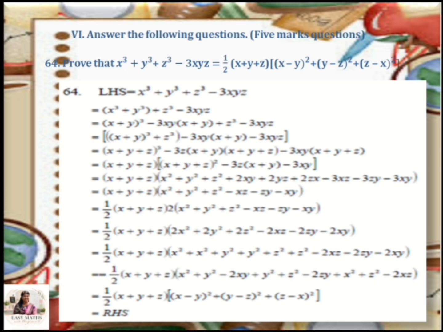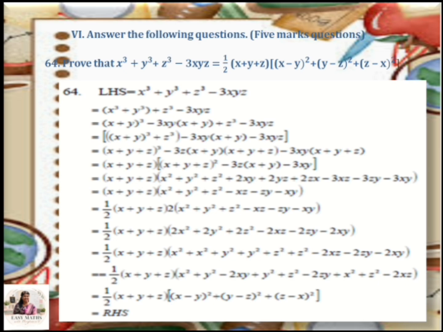So I can write half into x plus y plus z into 2x square plus 2y square plus 2z square minus 2zx minus 2zy minus 2xy. So I will get the RHS part, that is half into x plus y plus z into x minus y whole square plus y minus z whole square plus z minus x whole square. This is the first method.